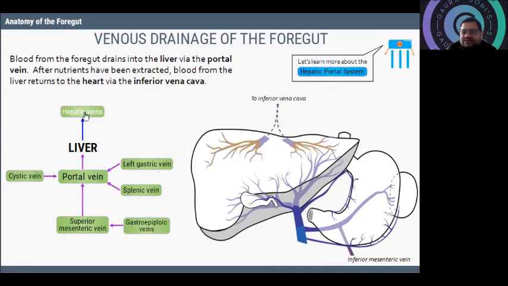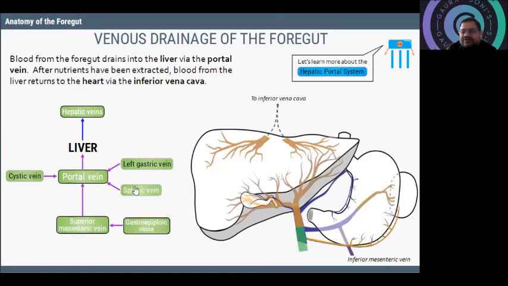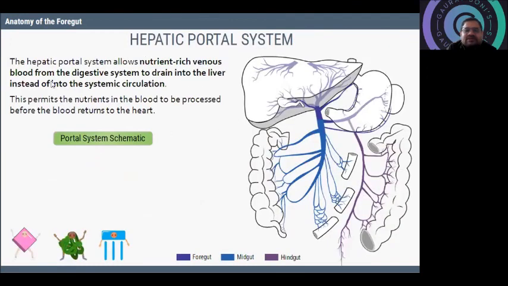Hepatic vein, then portal vein, superior mesenteric vein, gastroepiploic vein, splenic vein, gastric vein, and cystic vein. What is the hepatic portal system? Very important. The hepatic portal system allows the nutrient-rich venous blood from the digestive system to drain into the liver instead of into the systemic circulation. This permits the nutrients in the blood to be processed before the blood returns to the heart.